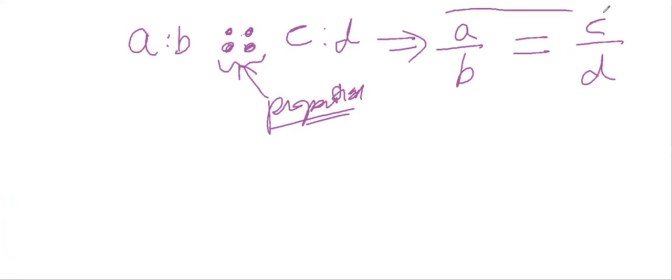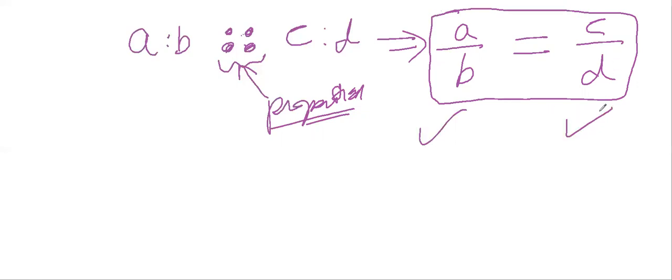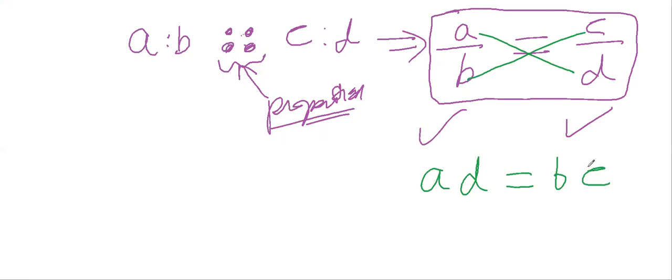So this is what is the meaning of proportional. When we say proportional, what we do? We equate two ratios. This is A is to B ratio, and this is C is to D ratio. These two ratios we equate. That is called proportional. You can even cross multiply, so you can say A into D is equal to B into C.